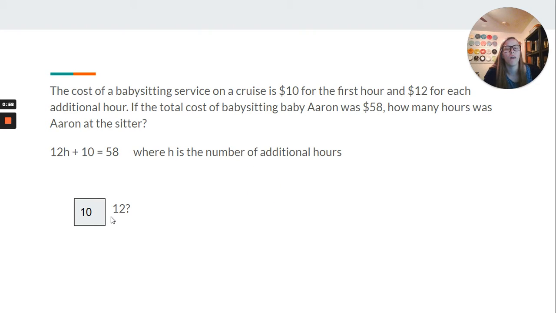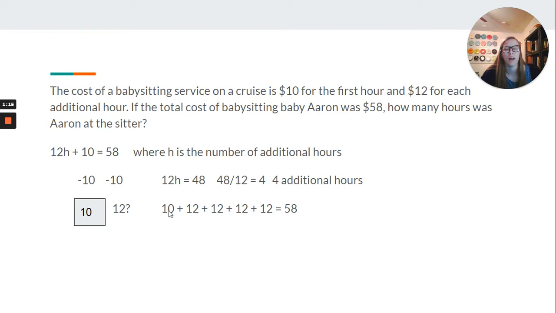Now we don't know how many 12s there are. So we have 10 for sure and 12s, question mark. So we're going to subtract 10 and we get 48. So 12h equals 48. 48 divided by 12 is 4. So 4 additional hours. So we would have 10 plus 12 plus 12 plus 12 plus 12 is 58. So he was at the sitter for 5 total hours.